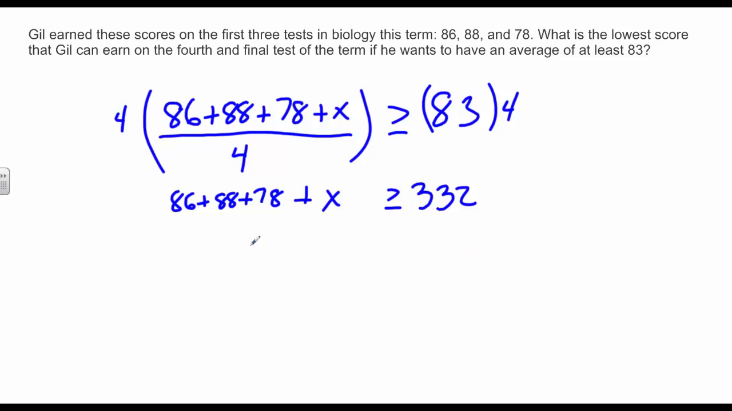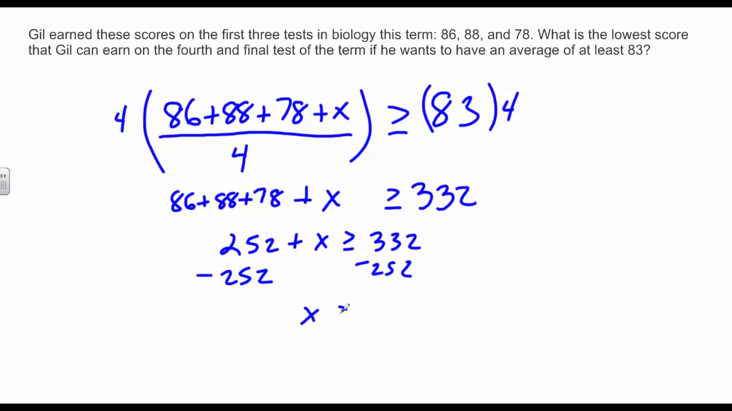This gives me 252 plus x is greater than or equal to 332. I'm going to subtract 252 from both sides. And I have x is greater than or equal to a total of 80. So if I score 80 on that last test, I'll maintain an 83 average.